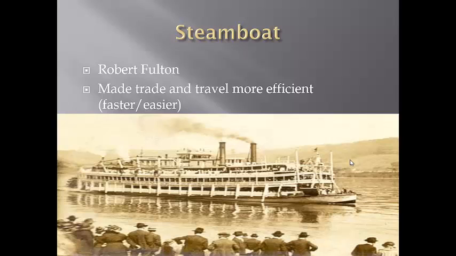Steamboats are very efficient. They can move a ton of goods, they can move a ton of people, and because they're steam powered, steam, right? Hot water, right? Steam powered.